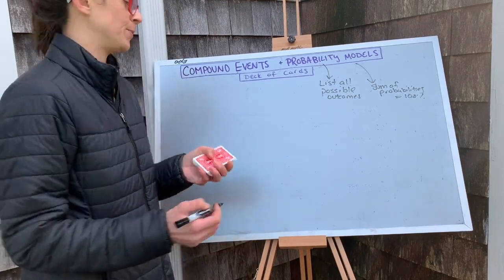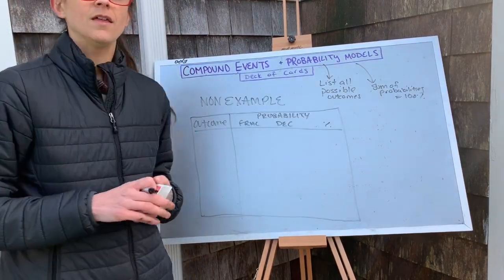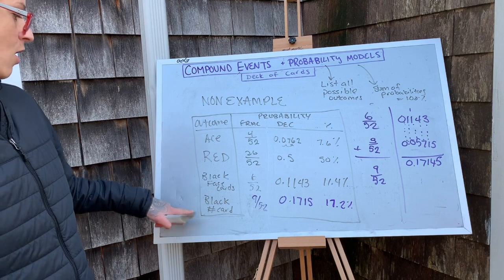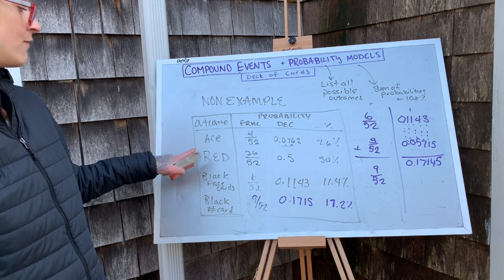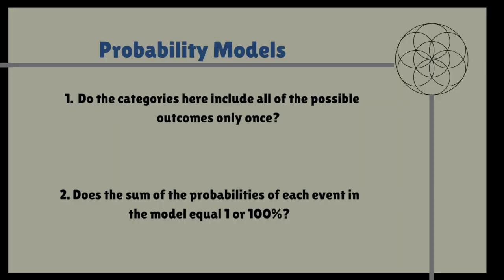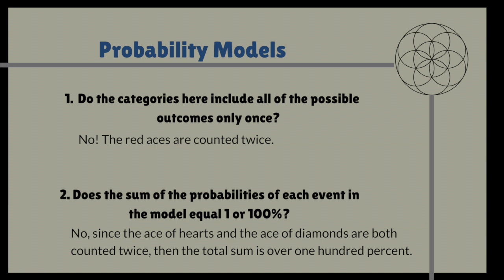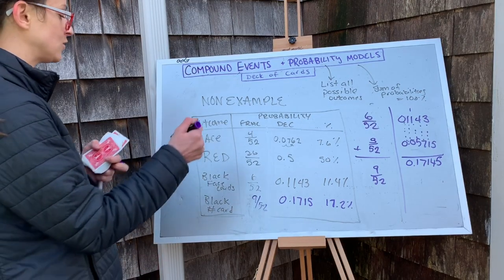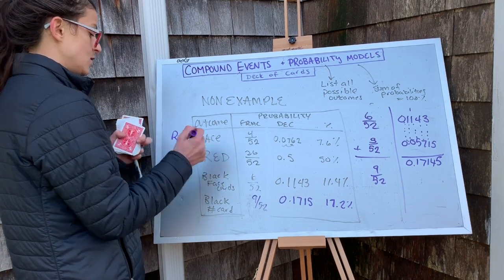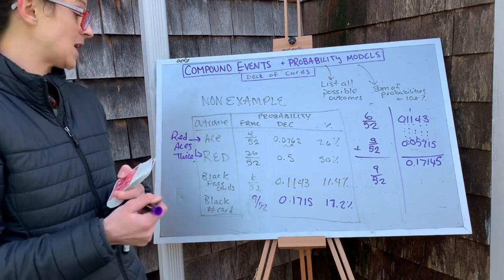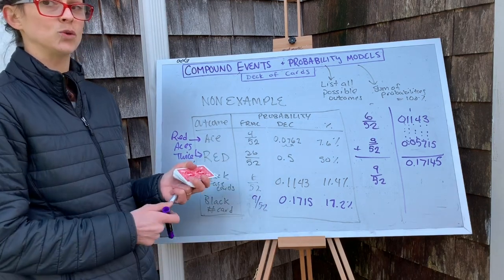Let's look at a non-example. Okay, so we have all the black number cards, all the black face cards, and the black aces. We have all the red cards. We counted the red aces twice. So our probability model does not work because this will not add up to 1.